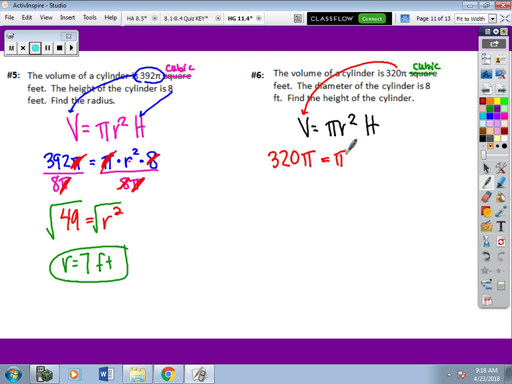Now be careful you don't plug in 8 for the radius. 8 is the diameter, so the radius is actually 4. We're finding the height. So you would want to go ahead and evaluate that 4 squared is 16. And then we would again undo multiplication with division. So we'll divide by 16 pi on both sides. We should get our height is 20.